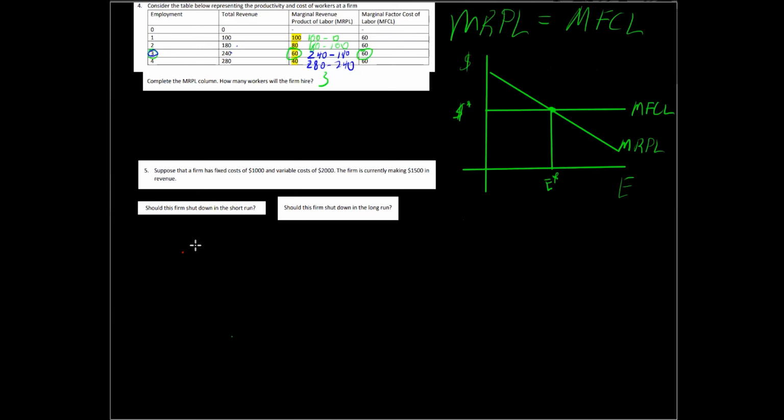Anyway, let's move on to this next question, number 5 here. Suppose that a firm has fixed costs of 1,000, variable costs of 2,000, and the firm is currently making $1,500 in revenue. Should this firm continue to operate in the short run? And should they continue to operate in the long run? Let's start with the long run because it's a bit easier. In the long run, the decision rule is very simple. If the firm is making a profit, you continue to operate.